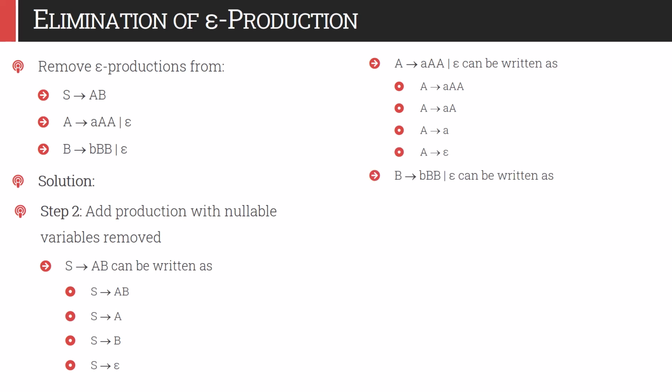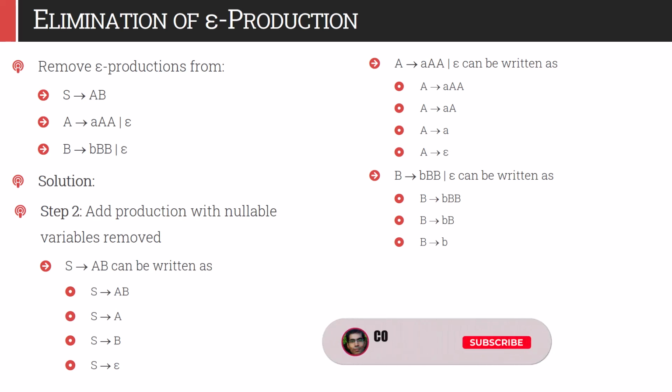Similarly, for the production of B, that is B gives bBB | epsilon, initially we will write the original production as it is. Then we will replace one B on the right hand side by epsilon. So we will get B gives bB. And if we replace both the B by epsilon, because B is a nullable variable, we will get only B gives b. And we already have one production B gives epsilon that we will add.